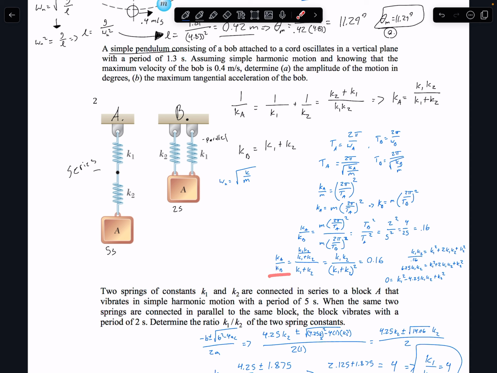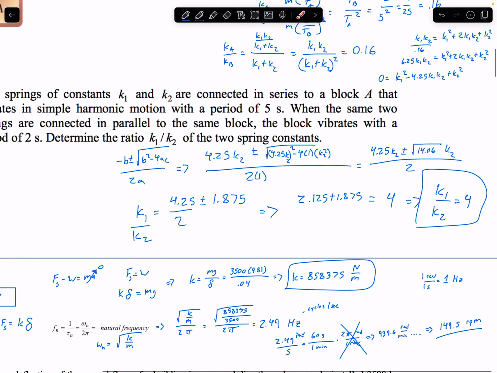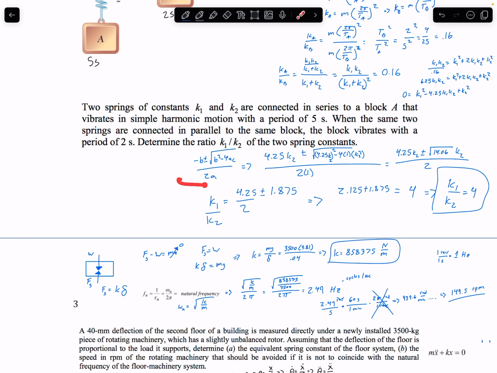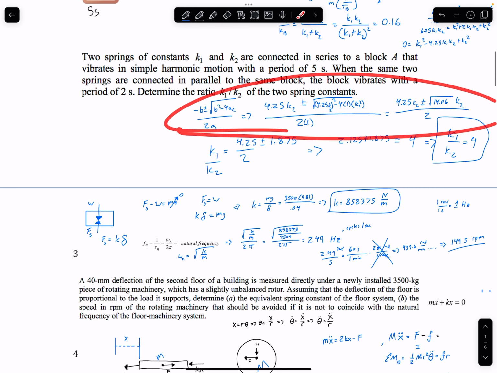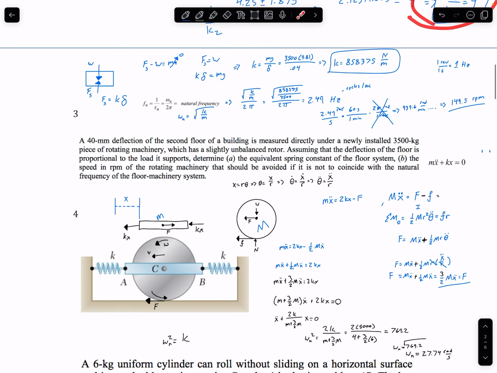And we also can divide Ka divided by Kb, and we have values here. We have Ka and Kb, and we can set those equal to 0.16, and then we can get a quadratic equation here. We can say K2 is a constant, and that would allow us to find solutions for K1. So use quadratic formula, set in our values. We get K1, well then we can divide by K2 later on. Remember, constant, and we get 4.25 divided by 2 plus or minus 1.875, and with the max, K1 divided by K2 is equal to 4.